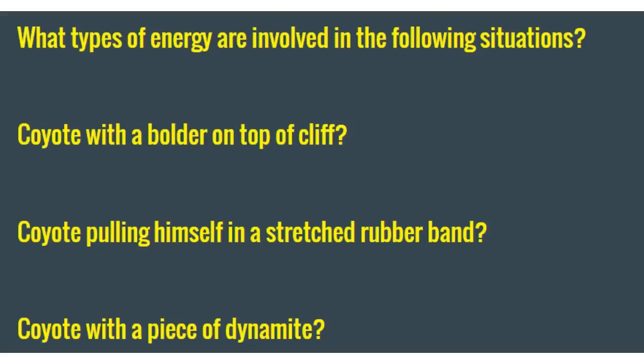So to finish off this activity, you're going to try and draw energy diagrams with the following scenarios. Coyote on the boulder on the top of a cliff, Coyote pulling himself into a stretched rubber band and shooting himself off, and Coyote with a piece of dynamite trying to blow up Roadrunner. You know that's not going to end well for Coyote. I want you guys to try and draw some energy diagrams with that, and you're going to be able to check your answers using another video.